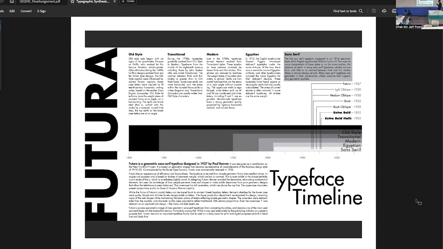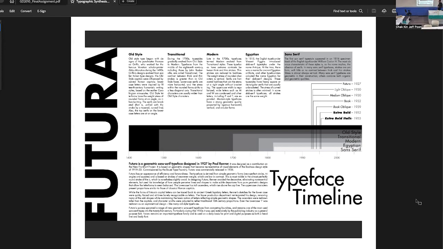For regular Futura, 1972, and for extra bold, 1952. You don't have to take a picture of this, I will send it to you, or we can just record whatever we got. This one also says the date, so the timeline is clear, and it describes what this belongs to and what your typeface is. So this is the whole explanation or description of the typeface.